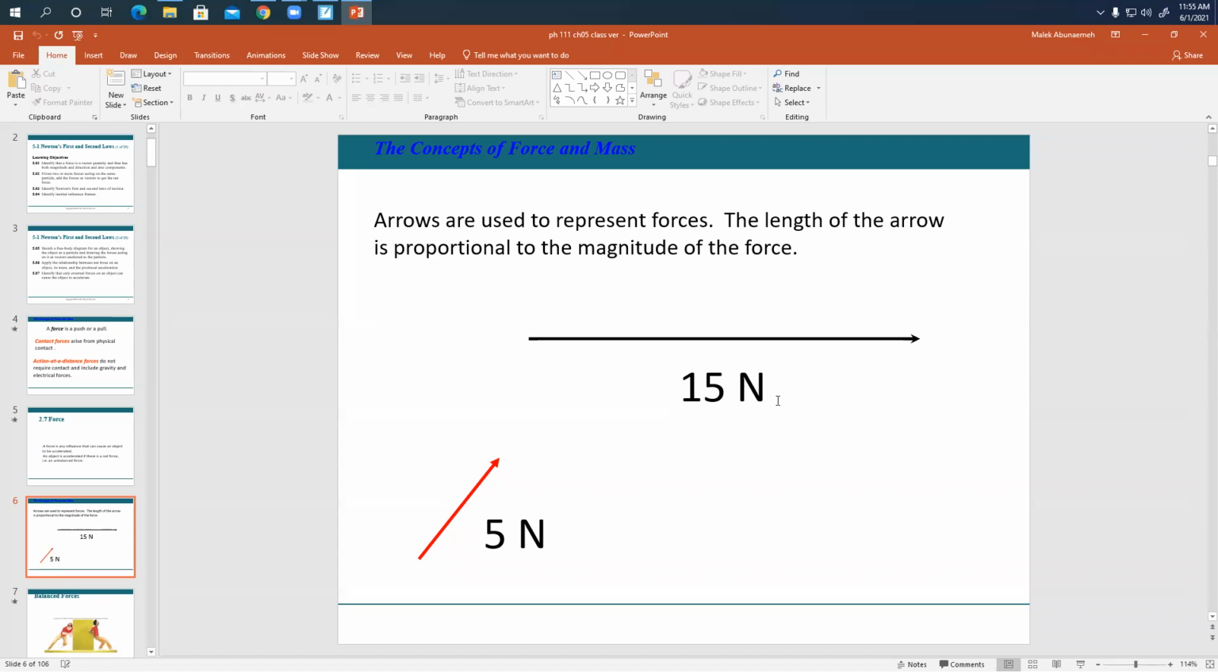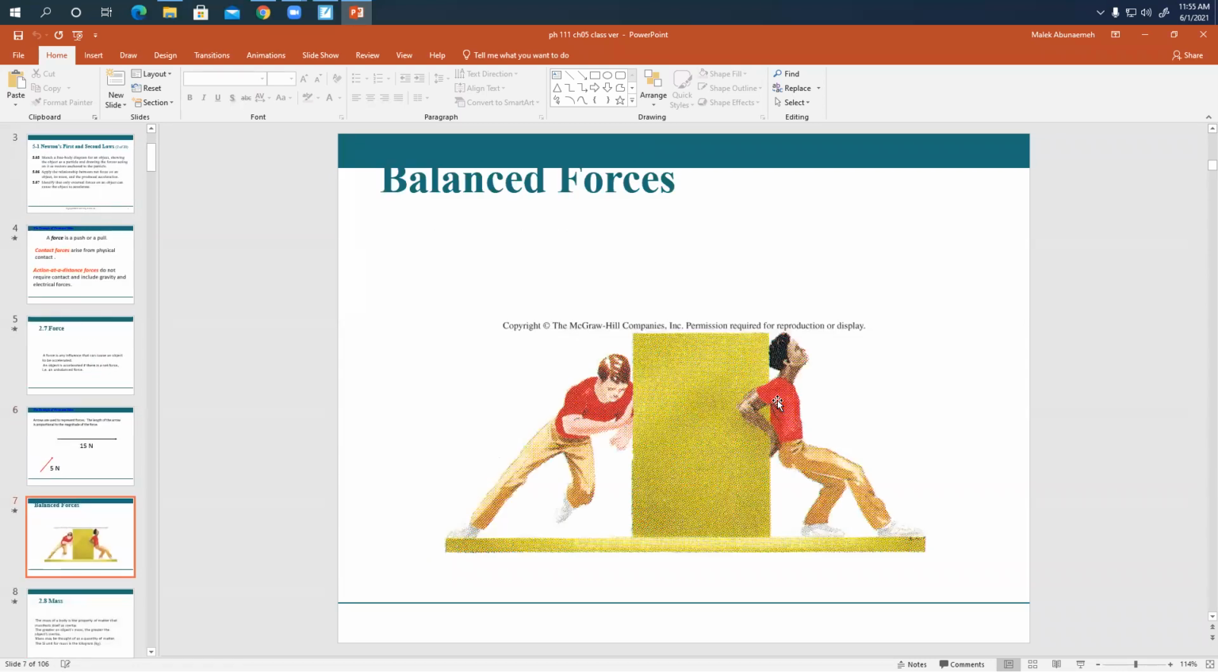So we talked about vectors before, and we talked about arrows, and the arrows are used to represent forces. Now the length of the arrow is proportional to the magnitude of the force. So let's say, for instance, we've got an example right over here. Let's say you've got two gentlemen that are pushing on a block. The question is, which way does the block go, to the left or the right? Well, it depends. If this person over here is exerting more force than this person over here, the block will move to the right. If this person over here is exerting more force than the person on the left, the block will go to the left. If they both exert the same force, it's a balanced force. They both cancel each other. That way, the block would not move.